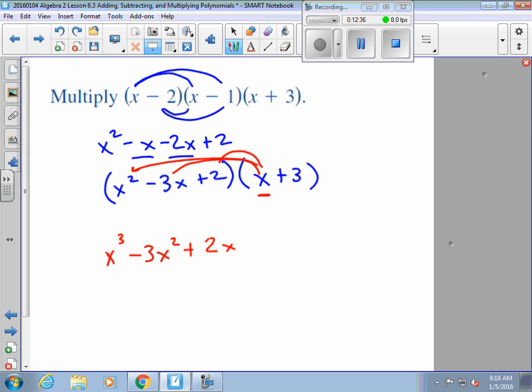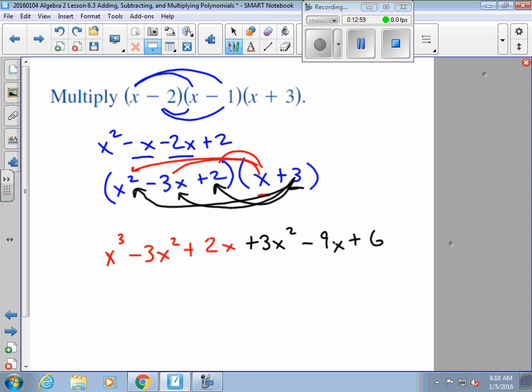You also take 3 and multiply it by each of the terms. 3 times x squared is positive 3x squared. 3 times negative 3x, 3 times negative 3 is negative 9x, and 3 times 2 is positive 6. At this step, all you have to do is combine your like terms.